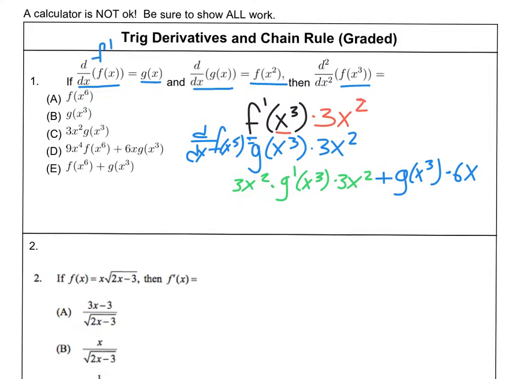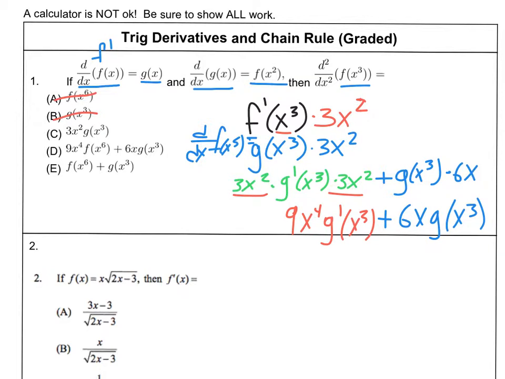Okay, so let's do some combining of things and see what we can do. So g of x cubed, I think, is okay. That's just going to be 6x g of x cubed. For the other piece, let's see what we got going on here. We've got a 3x squared and a 3x squared. That's going to be 9x to the fourth. And then I've got g prime of x cubed.